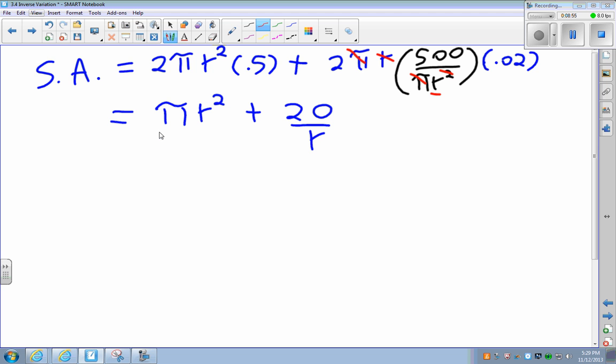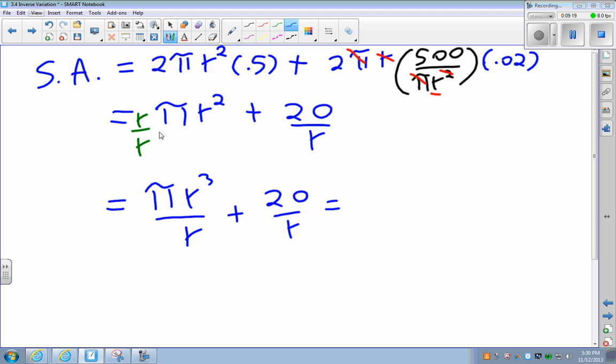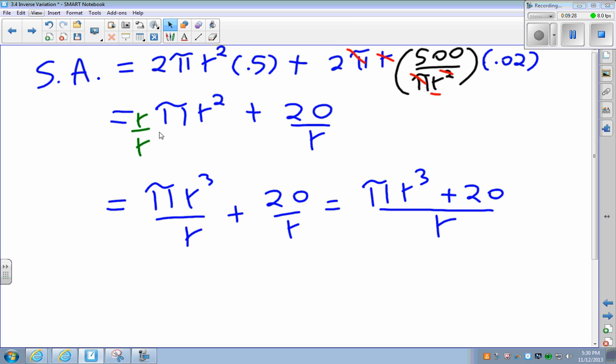If we wanted to write this function in lowest terms, we need to multiply this part of the function by r, so that it can have a common denominator of r. Now we can rewrite this as pi r cubed divided by r plus 20 divided by r, which is equal to pi r cubed. All right, and now if we want to construct this graph by hand, we can do that. But for right now, we're just going to stop here, and that was our solution to number 1.